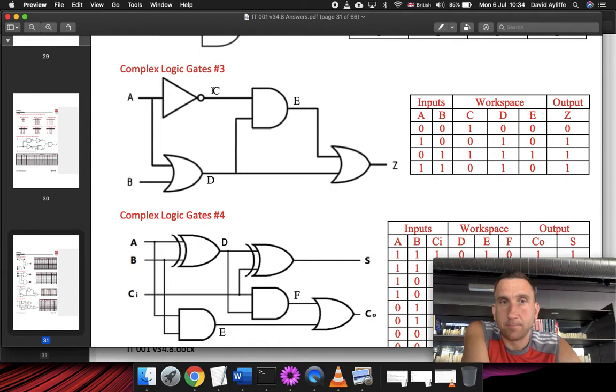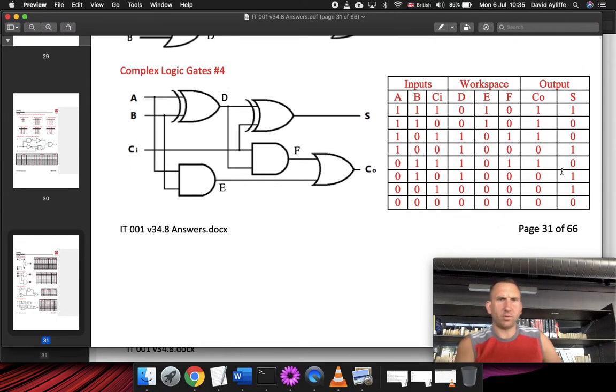E, C and D. So that's 0, 0, that's positive, and that's 0. And Z is D or E. So only one of them needs to be positive. Okay, so in here we can see that we've got some positive values, so these are positive.